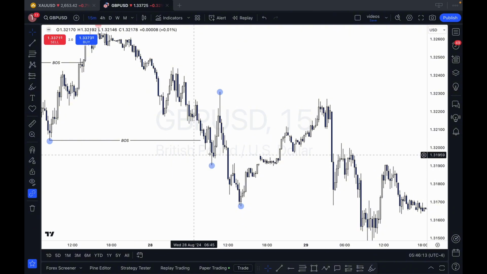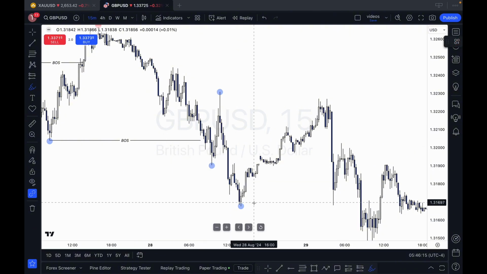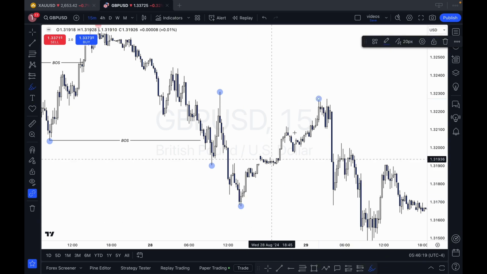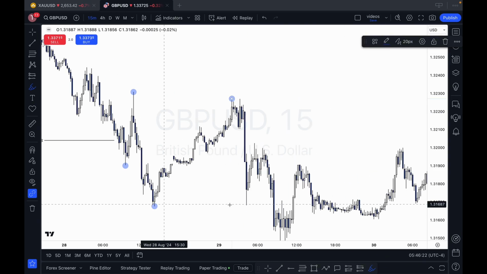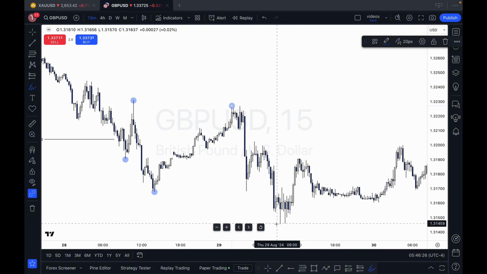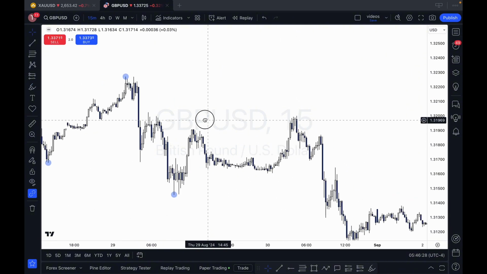So this is the breaker structure, right? So here we got the pullback, and then we got the break. So this is our structure point, the highest high that broke that low. And then this is the low that started the pullback. So this is the low, like here.